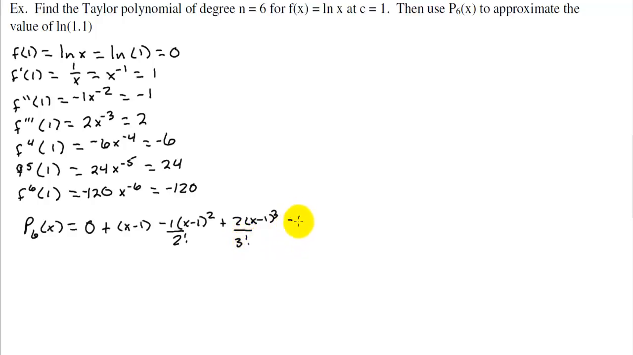And then we get to minus 6 times x minus 1 to the fourth over 4 factorial. And then we have plus 24 times x minus 1 to the fifth over 5 factorial. And finally, minus 120 times x minus 1 to the sixth over 6 factorial. And that's the polynomial. And we are asked to approximate natural log of 1.1. So I'm going to plug that into the calculator.